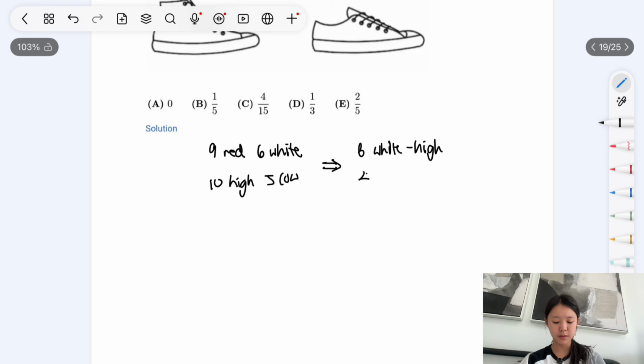And that means you have 4 remaining high top sneakers that must be red. So the final answer is 4 over 15.